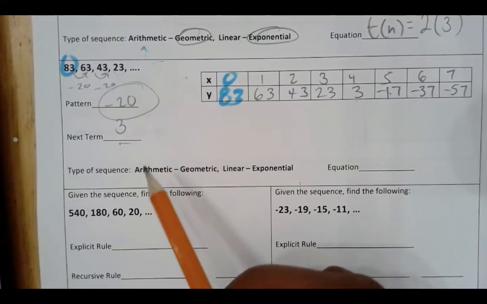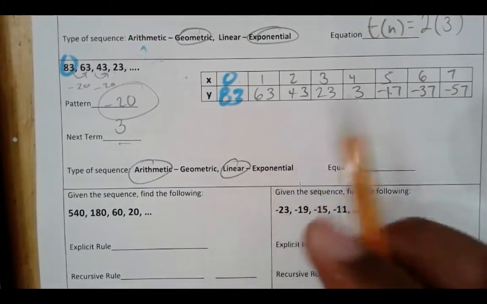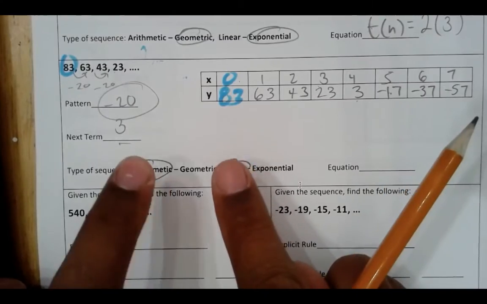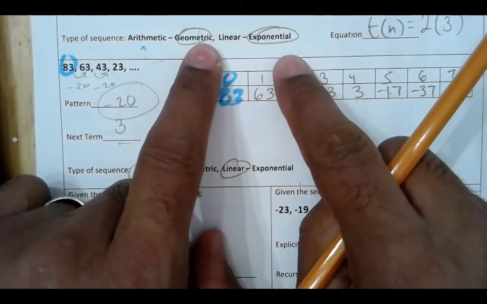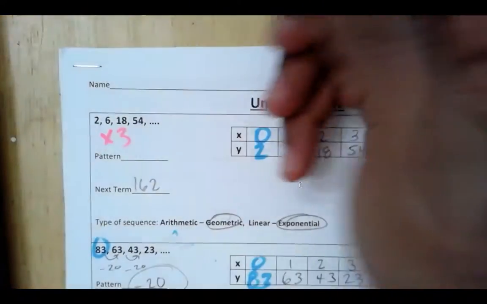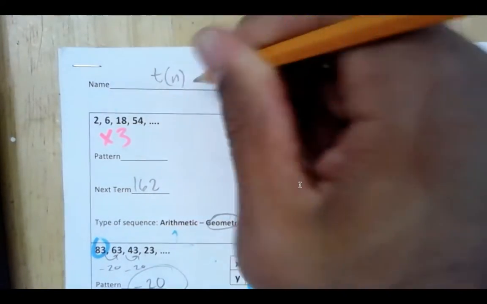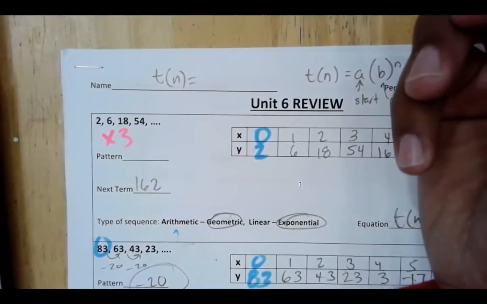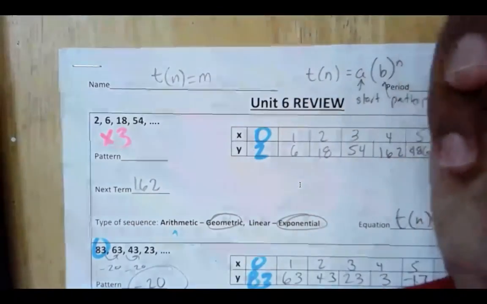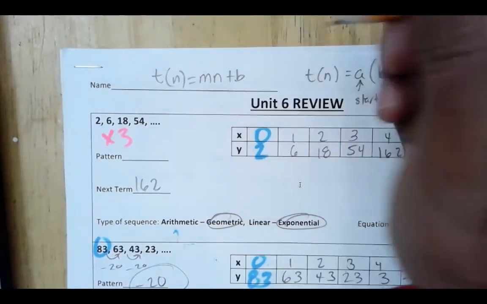Okay, so we're subtracting, which is an arithmetic pattern, which is also linear. So remember, these will always match. You always have either arithmetic and linear or geometric and exponential. Okay, they'll always be matched together. Now the equation for an arithmetic pattern goes like this: T of n, and it's just like y equals mx plus b. So it's m, but instead of x, we use the letter n, and then plus b. Okay, so we write it out just like that.